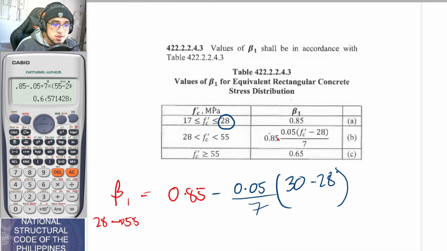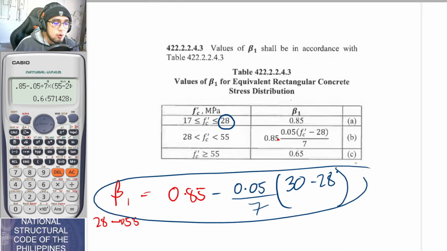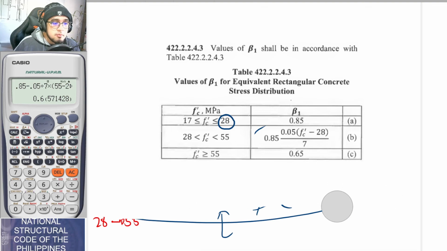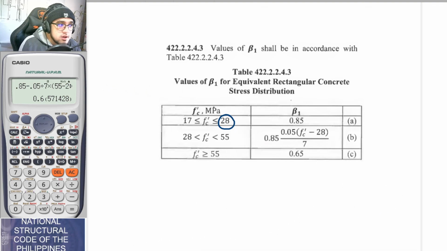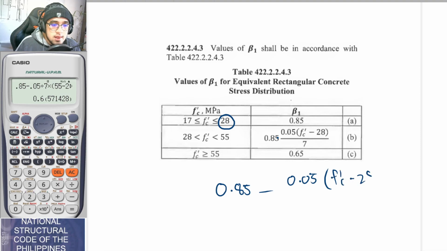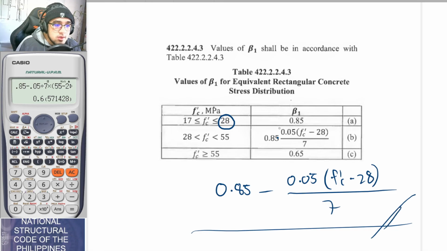Kung ayaw nyo i-memorize to, edi ganito na lang gawin nyo. Kung di nyo naintindihan to, then it is better if you would be memorizing this. Just take note that the equation in NSCP is erroneous. Kasi dito, parang minumultiply mo siya, which is wrong. You should be subtracting this. So the correct equation here is to be 0.85 minus 0.05 times F prime C minus 28 divided by 7. So once again, do not multiply them, but subtract them.